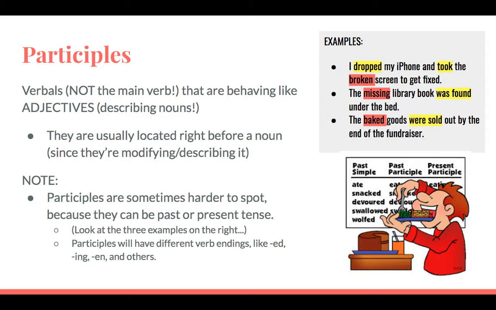And took. You also took. So took is an action verb, and it goes with the subject I. The broken screen to get fixed. Now, broken here, you don't say I broken. It's talking about the screen. It's describing the screen. Remember, participles are behaving like adjectives. So it's describing the screen as broken. It is an adjective, but we call it a participle because of the way it's written, and because of the fact that it looks like a verb. And break would normally be a verb.